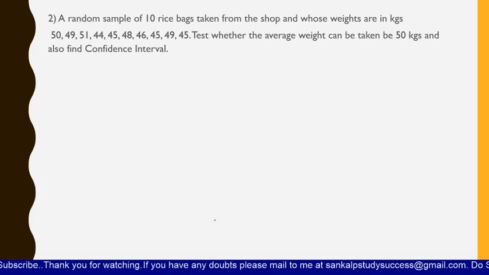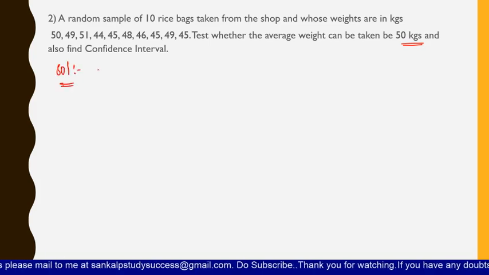How do you find out mu? It is nothing but the sum of observations divided by the number of observations, right? Because it is the mean. So we have to find it out by ourselves, and also we have to test whether the average weight can be taken as 50 kgs, and also you have to find out the confidence interval. So now first of all, what is the given value? What is given in the question? Let us write all the given information.